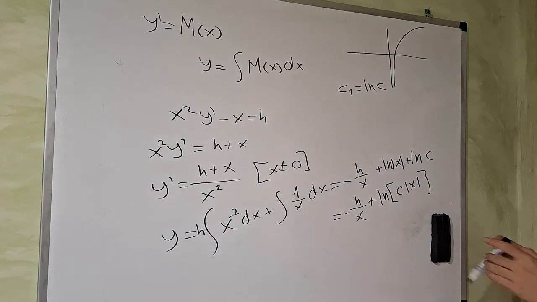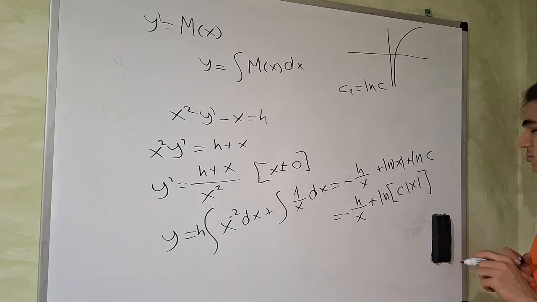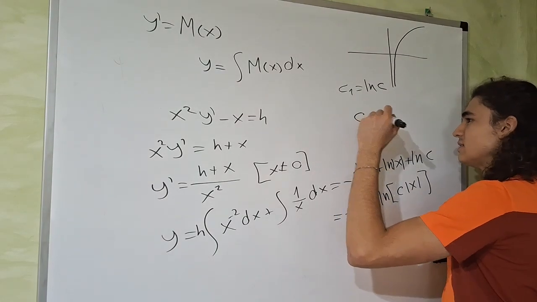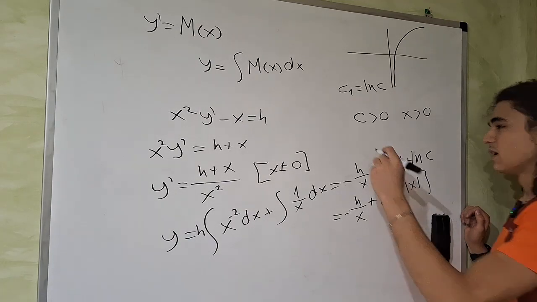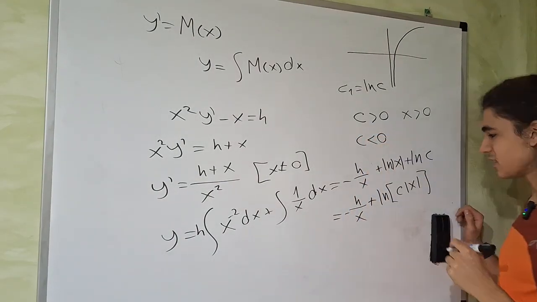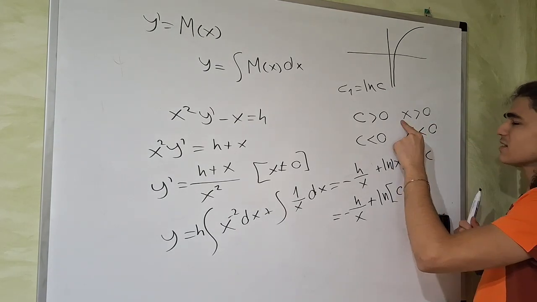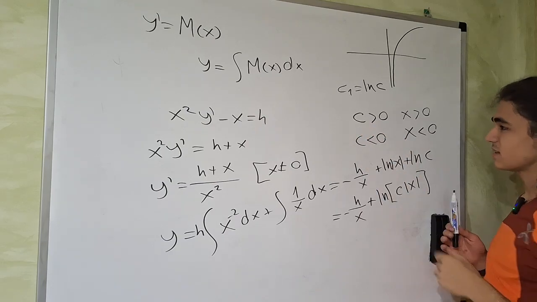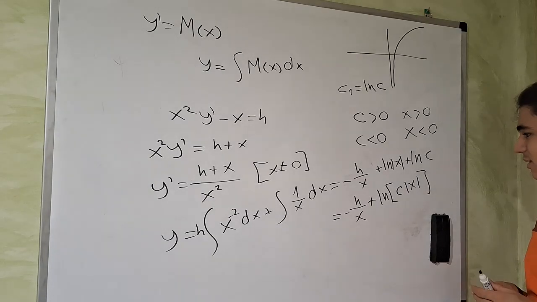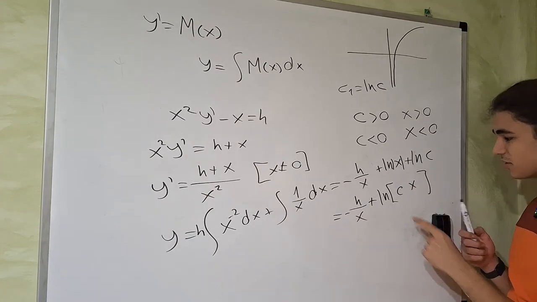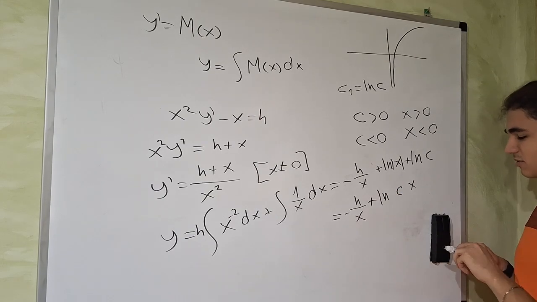But now, what's even more interesting is that the absolute value of x, well, we can get rid of it, because if we choose c greater than 0 and x is greater than 0, then this quantity is obviously positive. Or better, when x is greater than 0, we put the constant greater than 0. When x is less than 0, we put the constant less than 0. And in this way, we can get rid of the absolute value, because this quantity here is always positive.